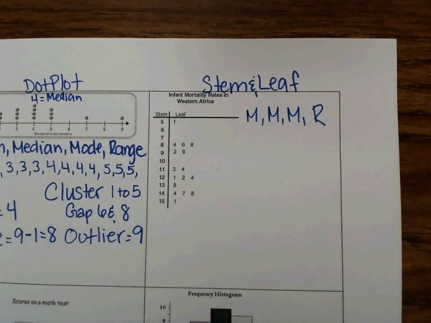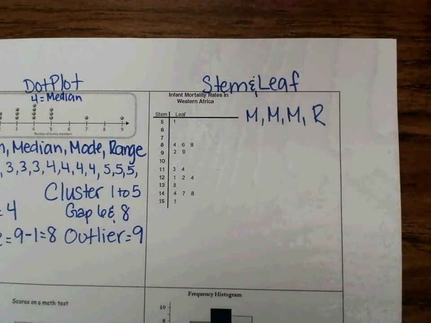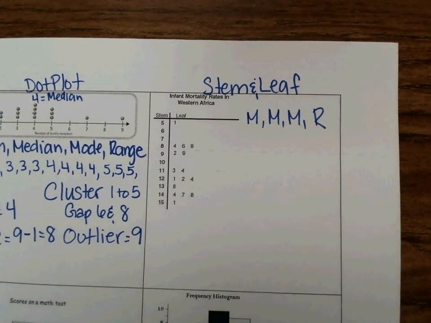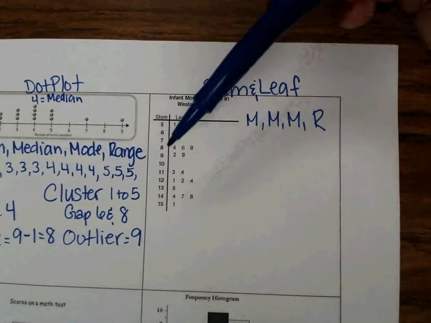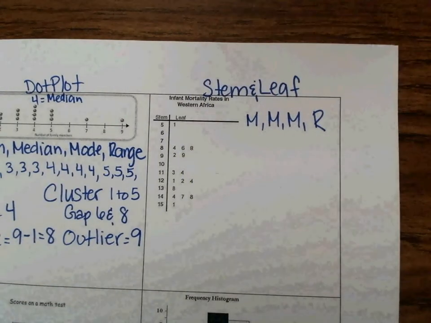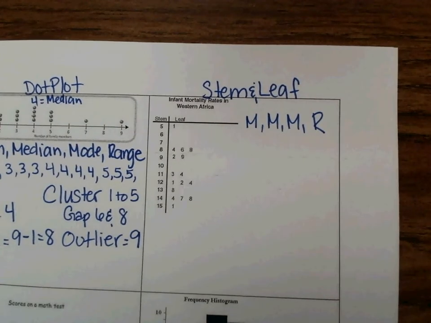The mode is very easy to see because I'm trying to find which of my stems has a leaf that has the same number. If I look at this data, I see that there is no mode. I see 4s multiple times, but I don't see a 4 happening twice on the same stem. I don't see any number that repeats on the same stem, so there is no mode for this set of data, which remember we can have. We can have more than one mode, we can also have no mode.